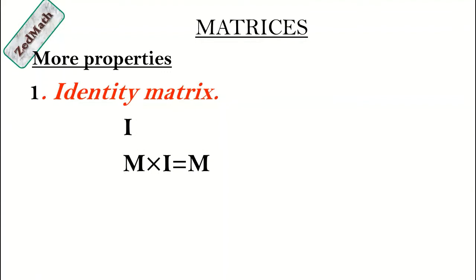So 1 by 5 is 5, 1 by 7 is 7. So an identity matrix is a matrix which, if multiplied by any other matrix, you get that matrix. So M by I, you get M.